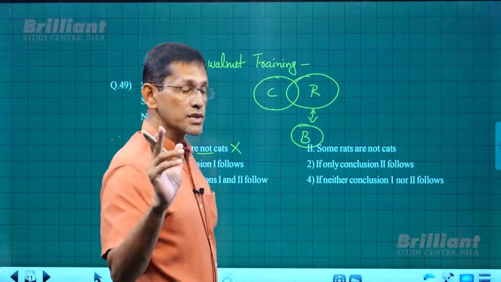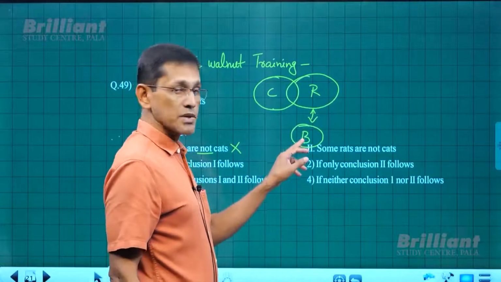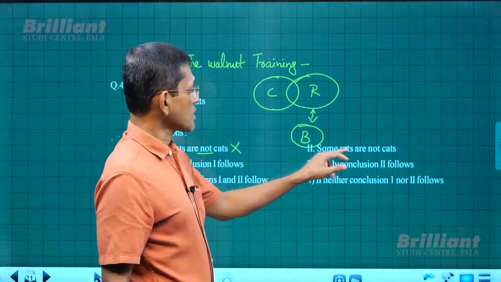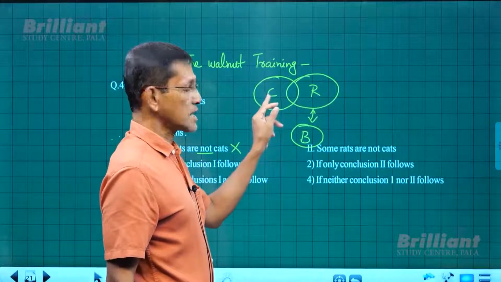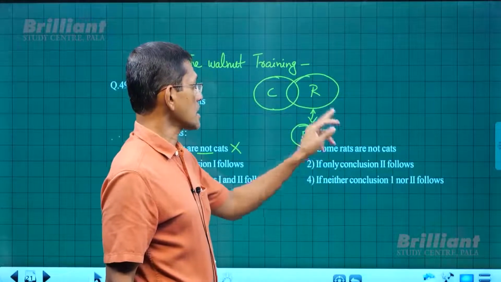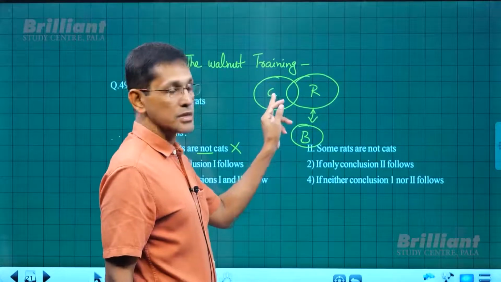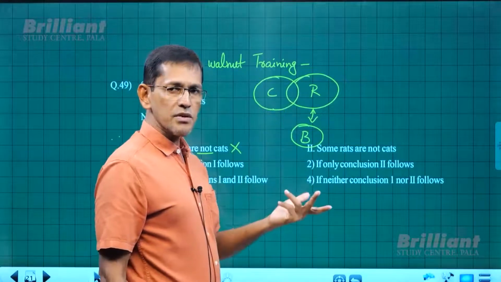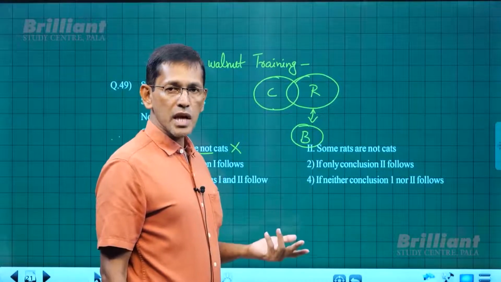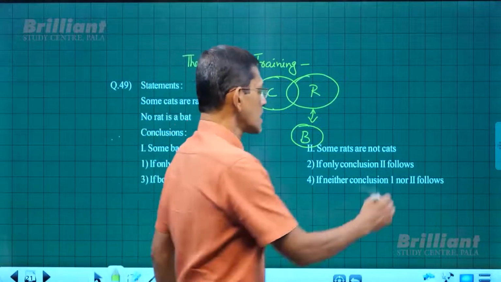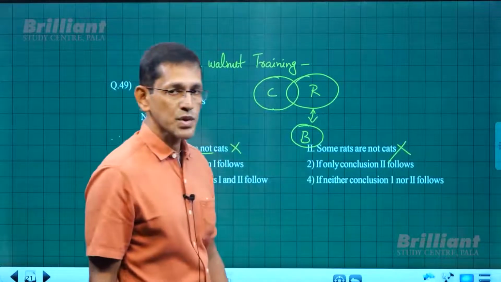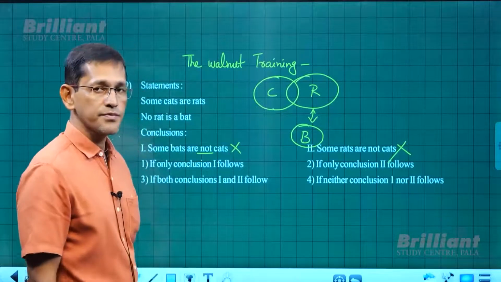The restriction given to us is that rats cannot intersect with the bats. But in this case, all the rats are going inside cats. So all rats are cats. When you negate it, all rats go inside cats. Perfectly all right. So that means the new diagram exists. The original conclusion doesn't follow. So both conclusions do not follow.